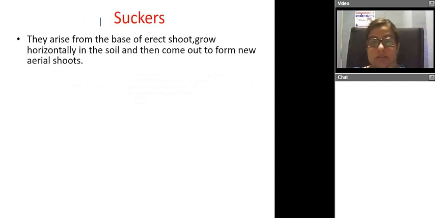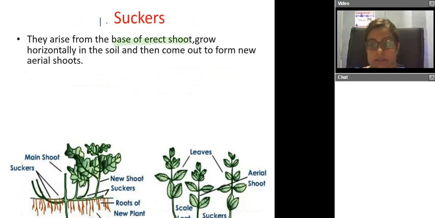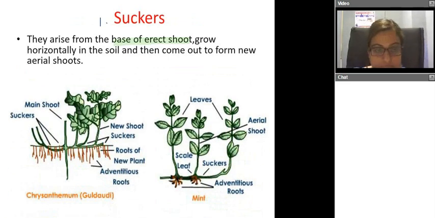We'll start with suckers. They arise from the base of the erect shoot and grow horizontally inside the soil. Can we see? These are the suckers. This is the main shoot. It develops suckers. These suckers then give rise to new plants.